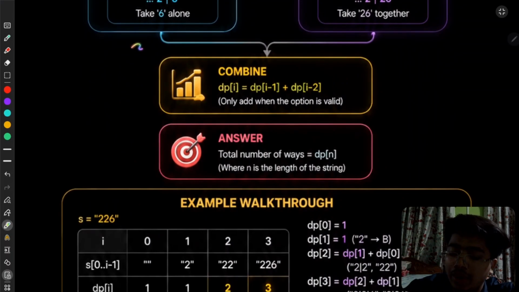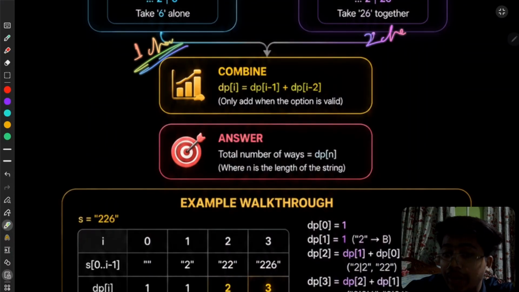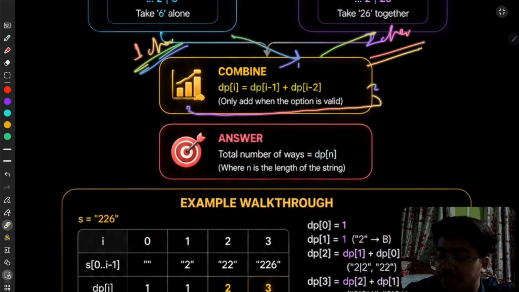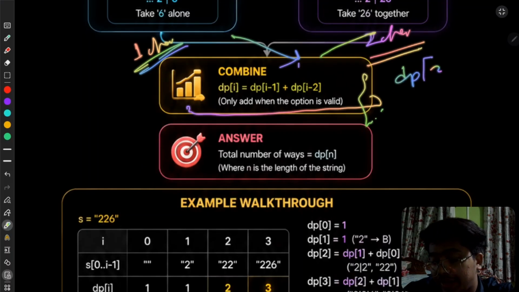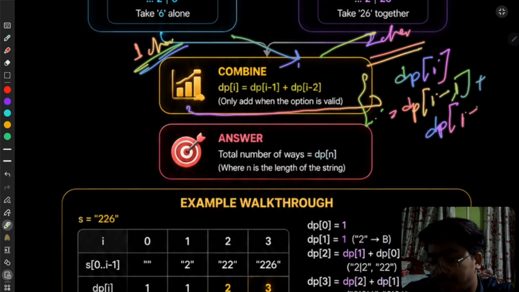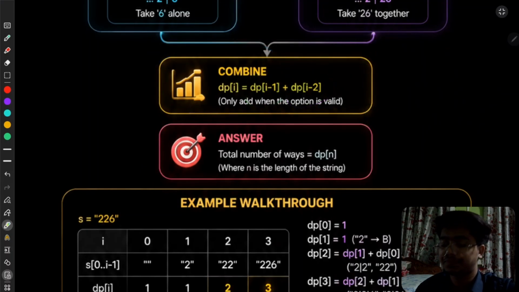Possibility 1, when we take one character, and possibility 2, when we take two characters. When we take two characters, they combine with each other, and this becomes our combined DP state, that is DP of I equals DP of I minus 1 plus DP of I minus 2. Because for the first scenario, we take only one character. For the next scenario, we take both the characters.